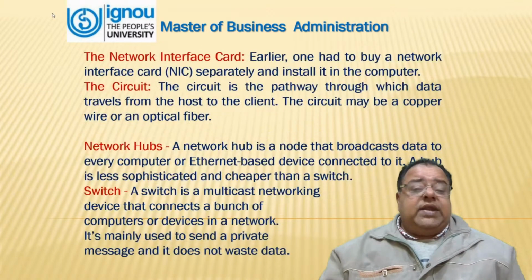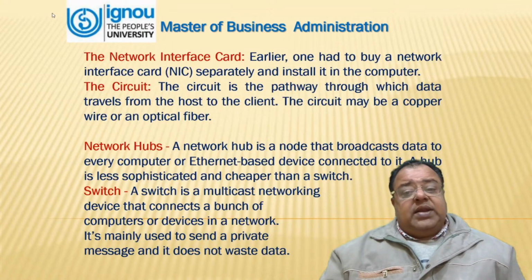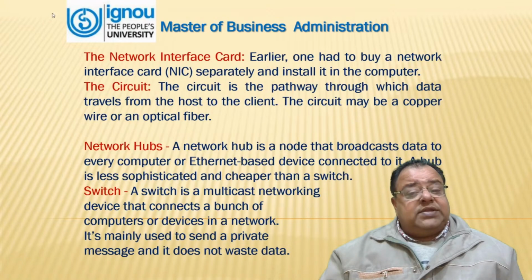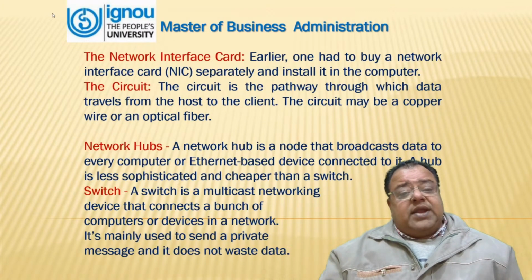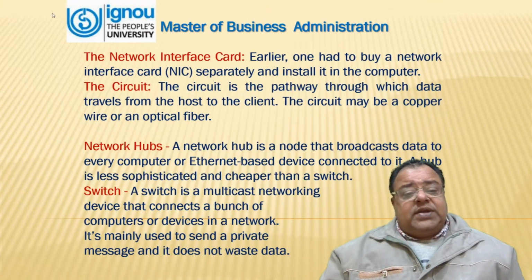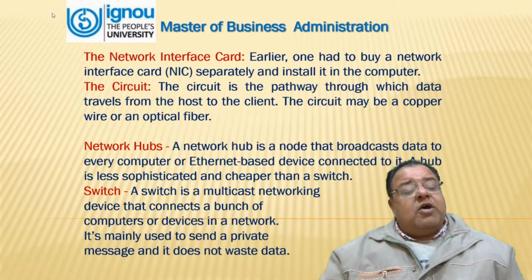The network interface card. Earlier, one had to buy a network interface card, that is NIC, separately and install it in the computer. Now they are all inbuilt. The circuit. The circuit is the pathway through which data travels from the host to the client. The circuit may be a copper wire or an optical fiber.